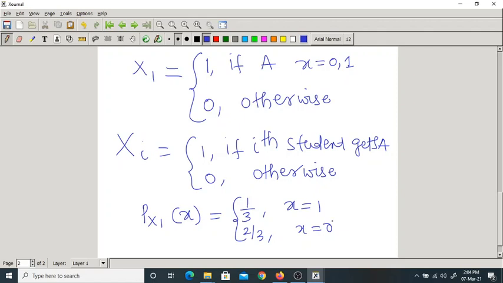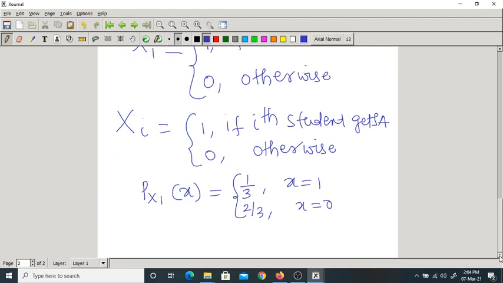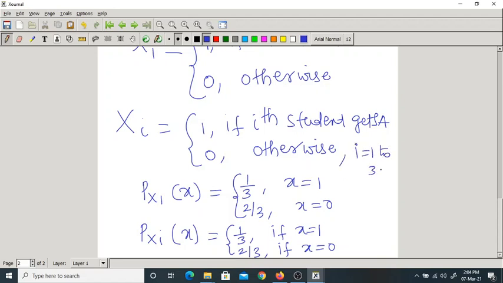Now the PMF is the same for all random variables, because if I write generally P_xi of x, each and every student has the same probability of getting A grade. So it will also be equal to 1 by 3 if x equals 1, and 2 by 3 if x equals 0. This is the PMF of all random variables. Where does i vary from and to? Here I forgot to mention. i varies from 1 to 300. Here also i varies from 1 to 300.